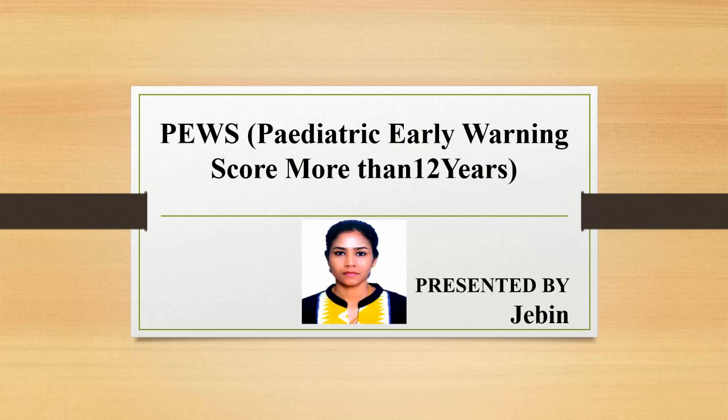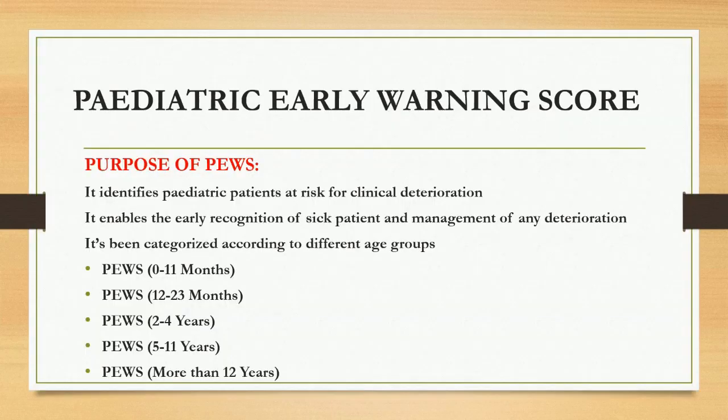Today I'm going to discuss PEWS, that is Pediatric Early Warning Score. Let's move on to the topic. Pediatric Early Warning Score. The main purpose is to identify pediatric patients at risk for clinical deterioration. It enables the early recognition of sick patients and management of any deterioration.